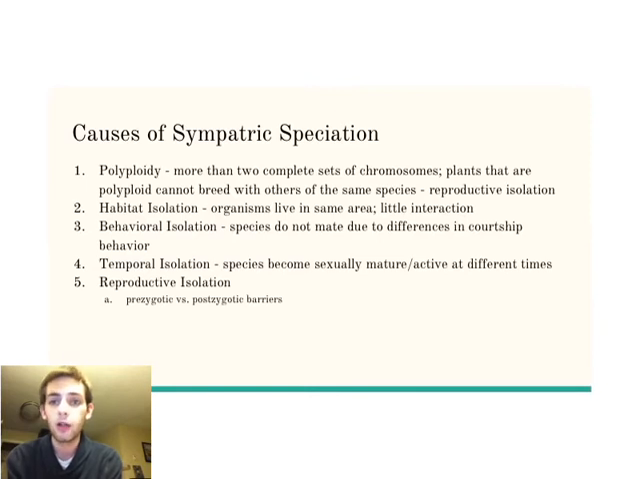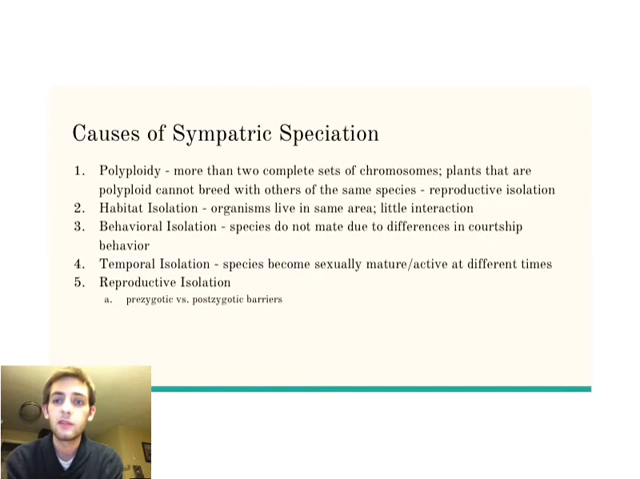But plants that are polyploids cannot breed with others of the same species, and so they become reproductively isolated, meaning they can no longer interbreed with one another. So those plants are pretty common with that. Habitat isolation is when organisms live in the same area, but there's really little interaction. So, for example, if you have a snake species living in the same geographic area, but some are on land, some are on water, they don't interact very much. So they're going to evolve separately.